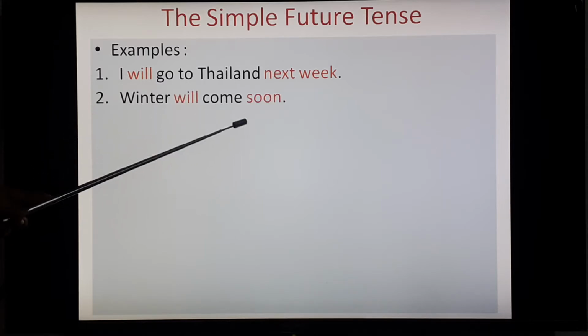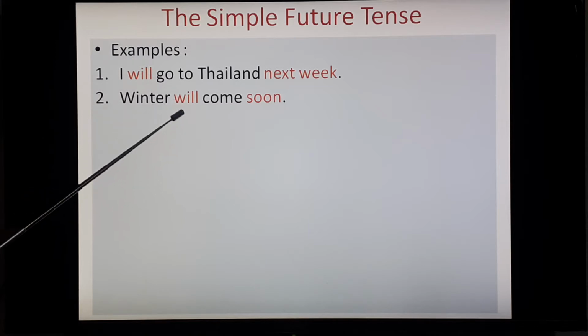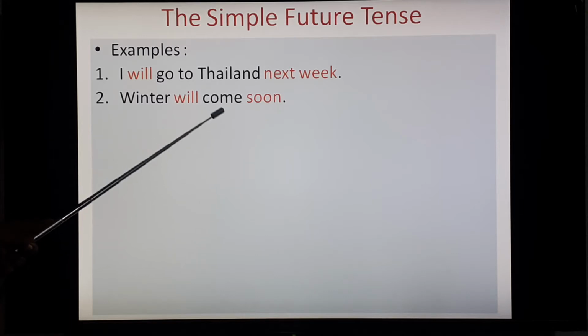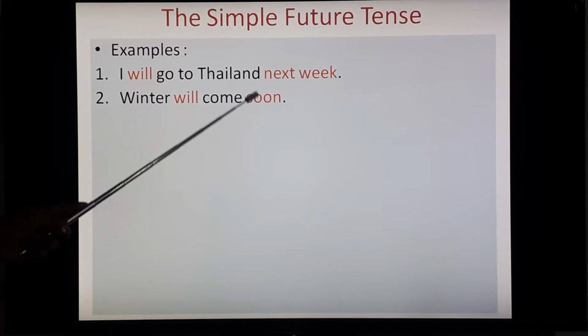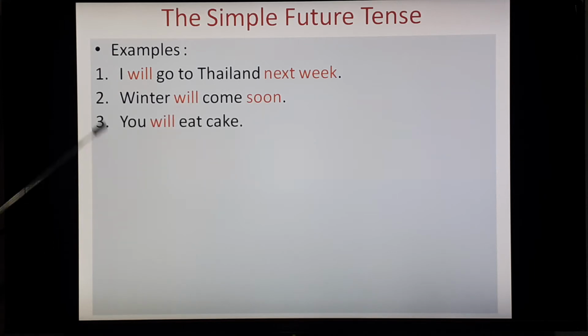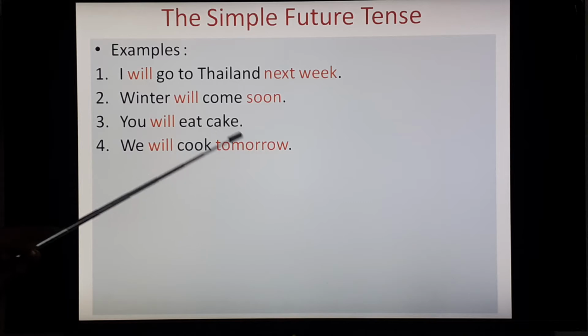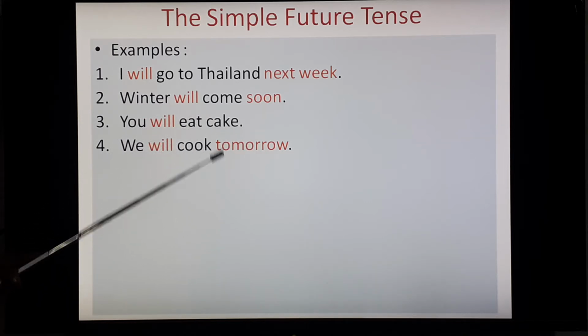Winter will come soon. So will, that is auxiliary verb or you can say helping verb. Immediately after that you have to put V1 form of the verb and then soon. Soon, that is an adverb. You will eat cake. Will, that is simple future tense indication, that is auxiliary verb, will. We will cook tomorrow. Will and tomorrow. With these two words we will come to know that this is the example of simple future tense.